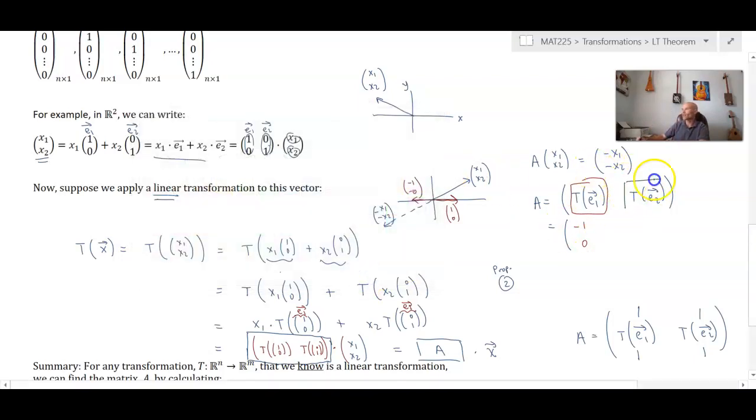Now, the transformation of the E2 vector, remember, E2 is the vector 0, 1. And if I apply the transformation to it, in other words, negate both of its components, it's going to become the vector 0, or negative 0, and negative 1, because the transformation just negates both of the components of the input vector. So now I'll put in 0, negative 1, and that is my A matrix. So all I have to worry about is transforming the standard basis vectors, placing them as columns into the A matrix, and now I have a matrix that will do that transformation for me.